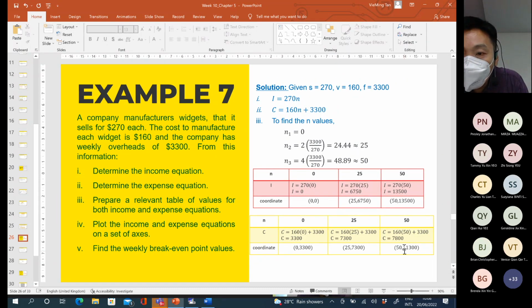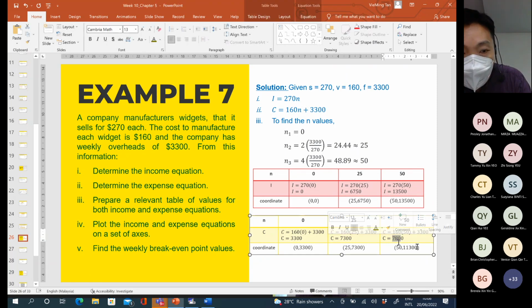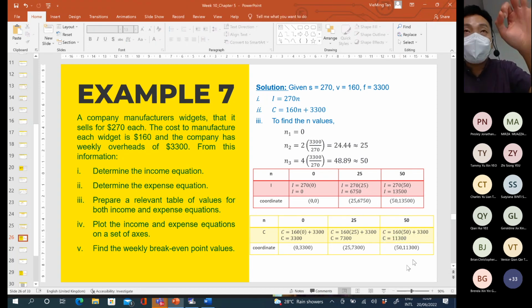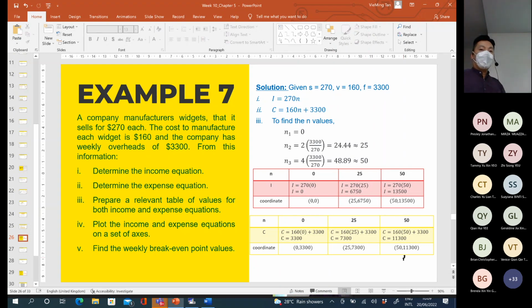For 13001, so this one is equal to 11300. So that means the third point that will pass through by the cost equation is 50, 11,300. Okay, so once we have built these two tables, we can proceed to question number 4 now.